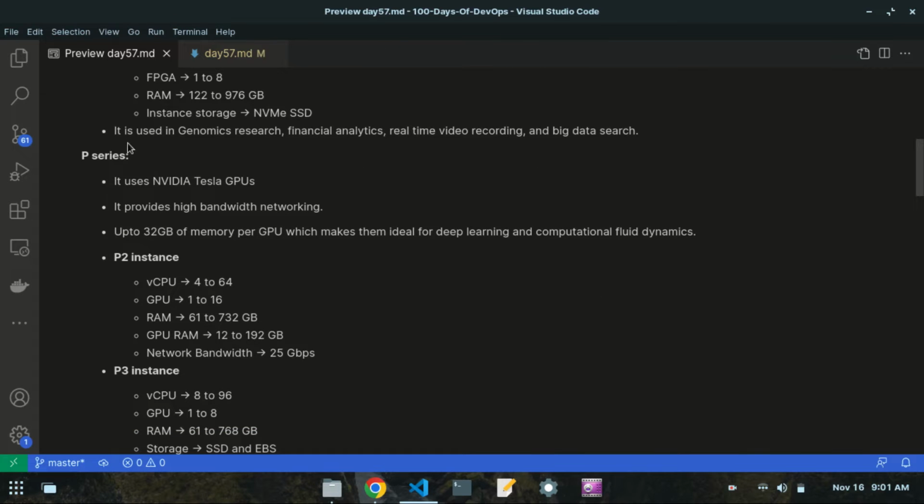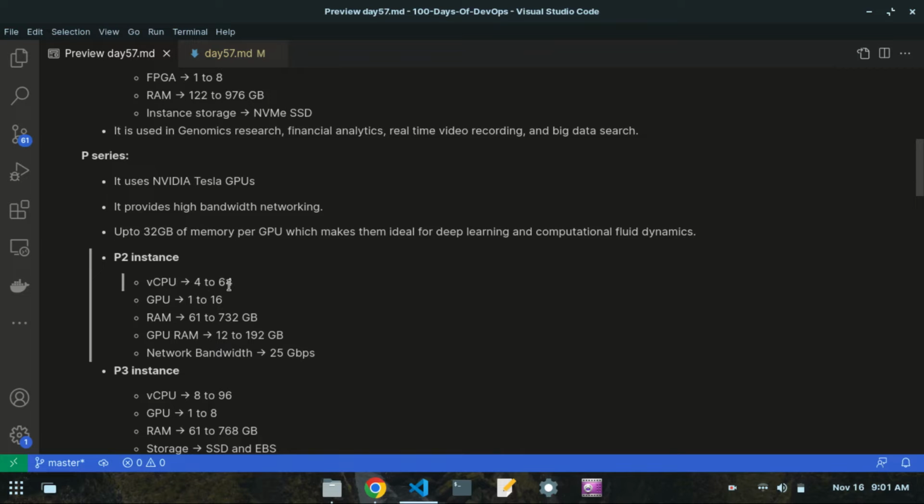Now let's take a look at the P series. The P series uses NVIDIA Tesla GPUs and provides high bandwidth networking, with up to 32 GB of memory per GPU. So for one GPU, it will provide you 32 GB of memory, which makes them ideal for deep learning and computational fluid dynamics. The P2 instance and P3 instance are the types of the P series. So let's take a look at the specifications of each instance.